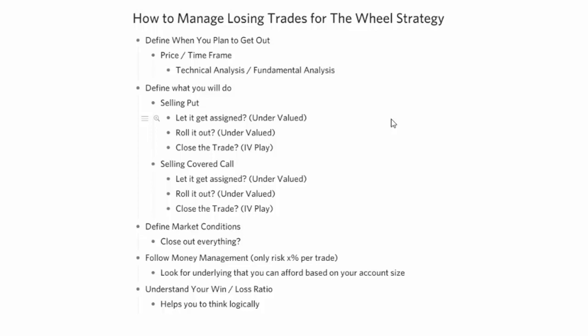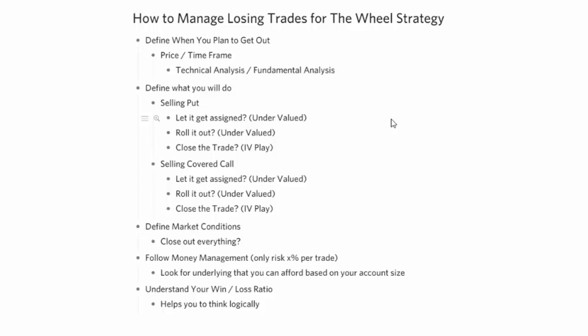But what I want to do is to talk about two different scenarios. So first scenario is when a stock is undervalued. So in that first scenario, we want to basically wait for the stock price to go up. So obviously if we sell put, which is the first part of the wheel strategy, we obviously want to let it get assigned, or we may want to roll it out to collect more premium and wait a little bit longer to sort of see what will happen.